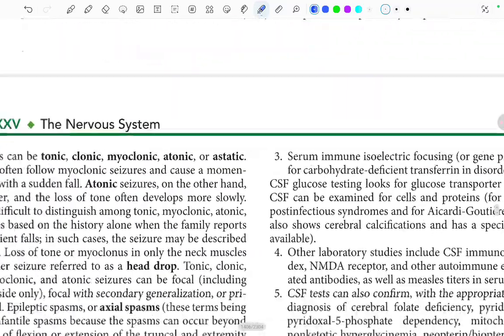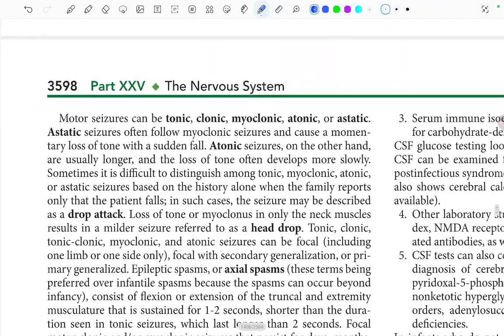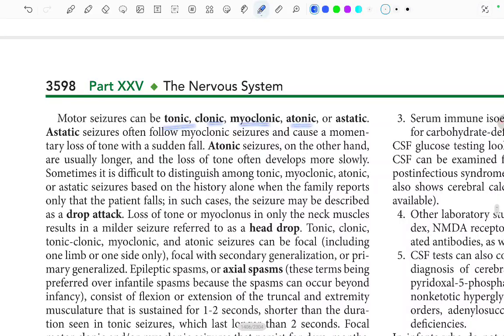Moving ahead. Motor seizures can be tonic, clonic, myoclonic, atonic or astatic. Astatic seizures often follow myoclonic seizures and cause a momentary loss of tone with a sudden fall. Atonic seizures, on the other hand, are usually longer and the loss of tone often develops more slowly. So in astatic seizures there is loss of tone with a sudden fall, but in atonic seizures there is loss of tone that develops slowly.